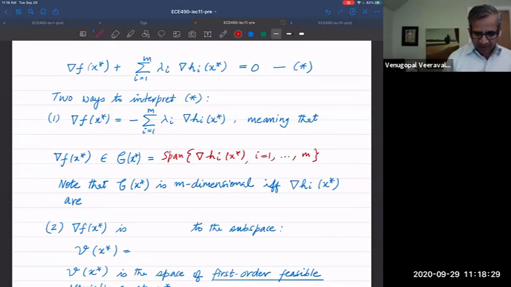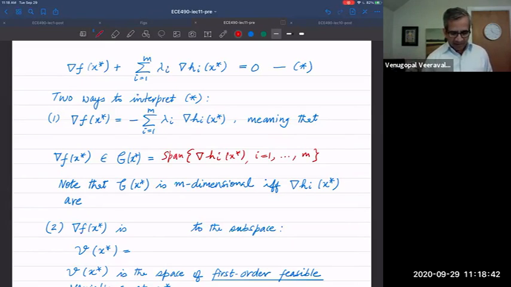What's the span? The span is the space of all N-dimensional vectors, in this case, that are linear combinations of the things in the span. So the linear combination of the gradients of the hi. Since I can express my gradient of f at x star as this linear combination, it belongs to this span, the space. Okay, what's the dimension of this space?